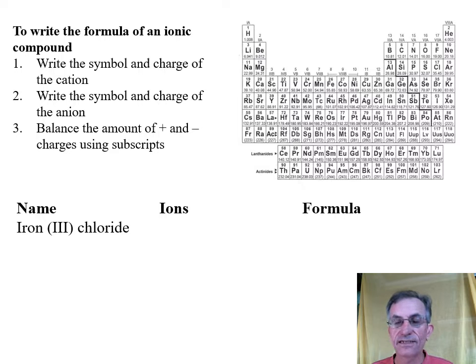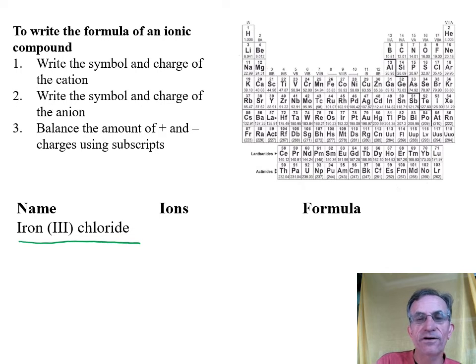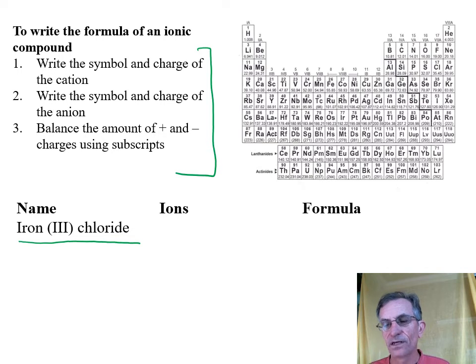In this lecture, again, for naming ionic compounds, basically I'm going to give you the name and you're going to tell me the formula. So for starting off, how about iron 3 chloride? What would be the formula for iron 3 chloride? Well, just to remind you how you do that, you write the symbol and the charge of the cation. So that's the iron. And do you remember what iron is? Iron is Fe. It's right there.